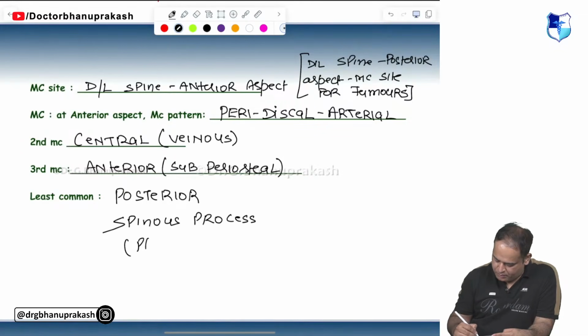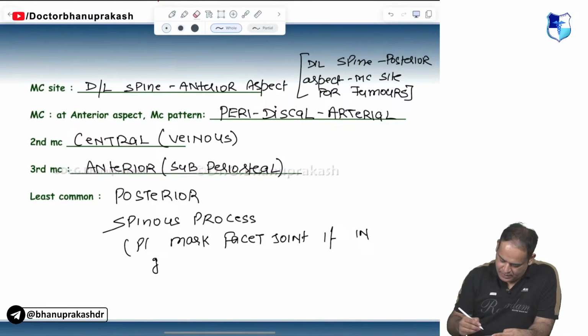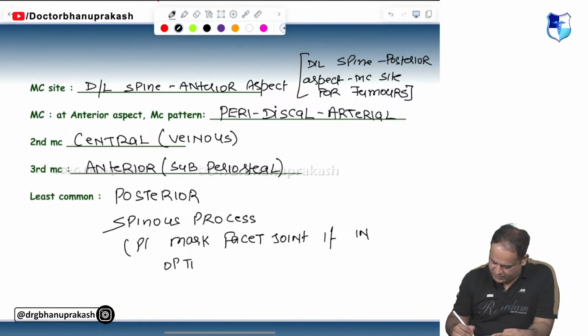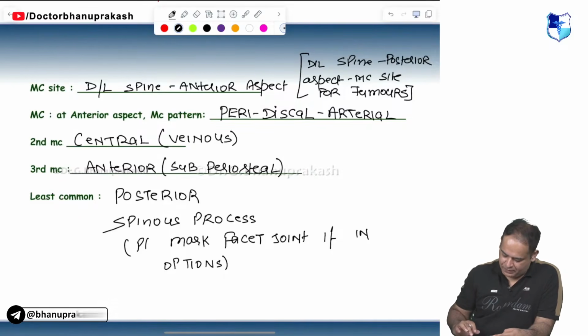Now, please mark, if they ask you what is the least common site affected by tuberculosis, so please mark facet joint if it is given in the options. If it is given in the options, please mark facet joint, right?